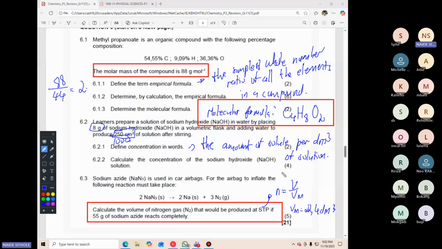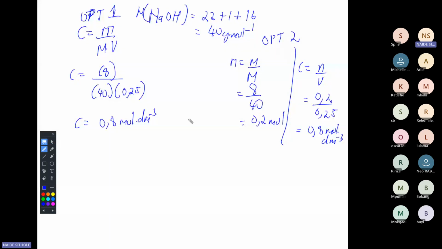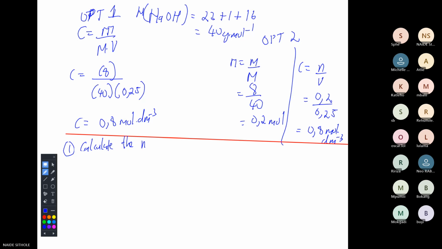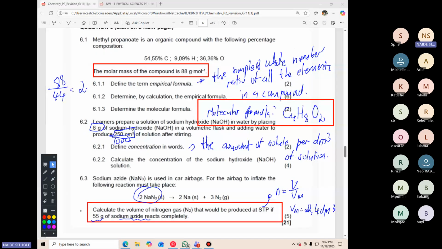So we always know that if 55 grams of sodium azide reacts completely, so sodium azide is this, if this reacts completely, meaning that's the only one, that's the limiting reagent, right? Then we should follow our stoichiometric steps here, which if I have to remind you of that, we know our stoichiometric steps: number 1, calculate the number of moles. That's step number 1.